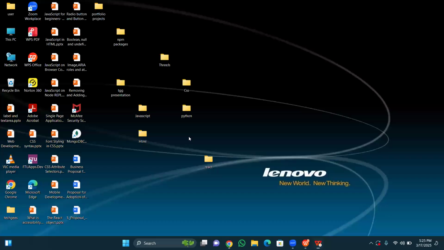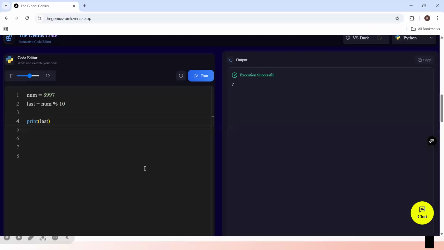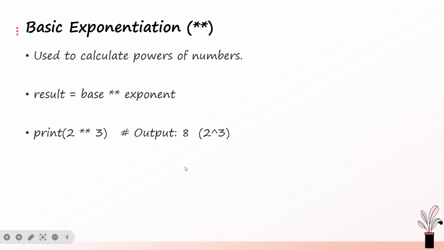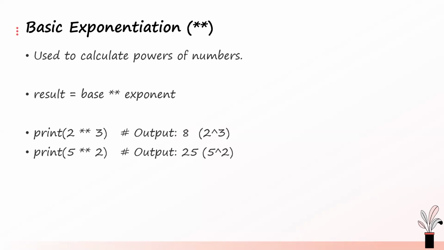Let's go to code and see. If I want to get 2 raised to power 3, I write 2, double star, 3, and if I run it, I get 8. This is how you raise a number to a power with the exponential operator. If you want 5 raised to power 2, that will give you 25.